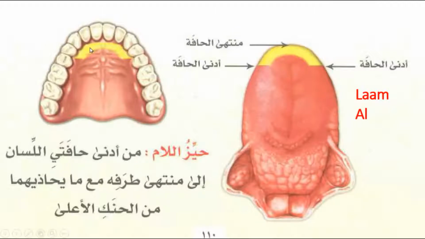And to know the articulation point of a letter, we have to put Hamza before the letter. So we have to put Hamza before the letter Laam. It will be Al. So try it right now. Say Al. Al. To know the articulation point of the letter. You will find that the tip of your tongue and the terminal part of the edges of your tongue touch the root of the upper teeth and the hard palate.